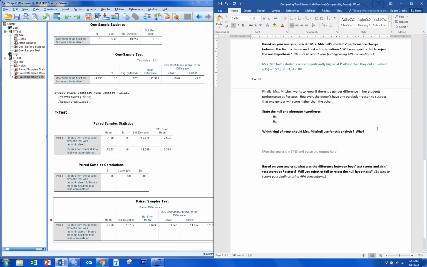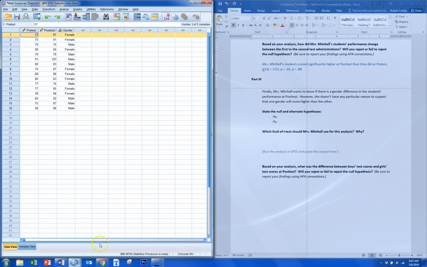Finally, Mrs. Mitchell wants to know if there is a gender difference in her students' performance at post-test. So we're talking about the scores at post-test right here. We're not looking at the pre-test scores anymore. We're only looking at the post-test scores. However, she doesn't have any particular reason to suspect that one gender will score higher than the other. So this is interesting. She just wants to know if the boys or the girls are doing better in the class. Why might she be asking this question?